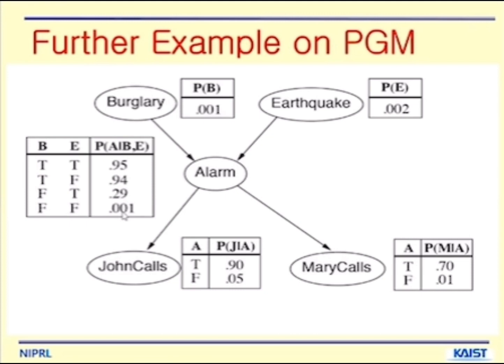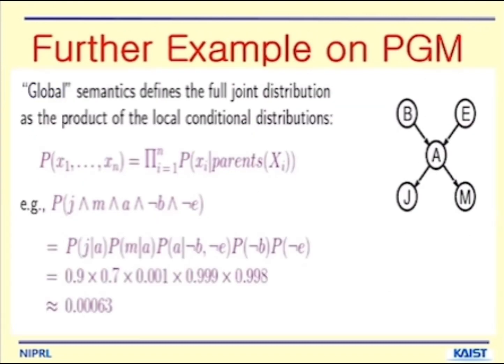Okay. Now, J given A. Now, John given alarm, I'm going to be referring to true. That would be 0.9, right? This guy is 0.9. Then what about Mary given alarm? That would be 0.7, right? That would be 0.7. And that was what we did here.